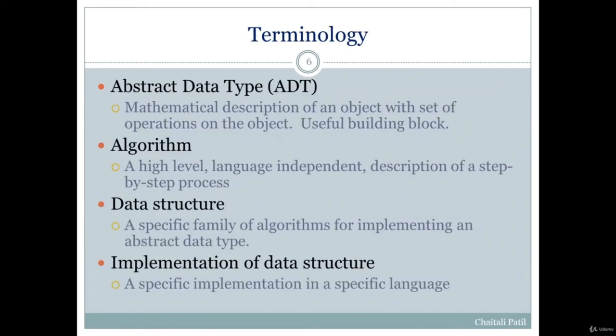Now we will see some terminologies. ADT is the abbreviation of abstract data type. It is a mathematical description of an object with a set of operations on the object. Algorithm is a high-level, language-independent description of a step-by-step process. Data structure is a specific family of algorithms for implementing an abstract data type. The implementation of a data structure may depend on the specific programming language.